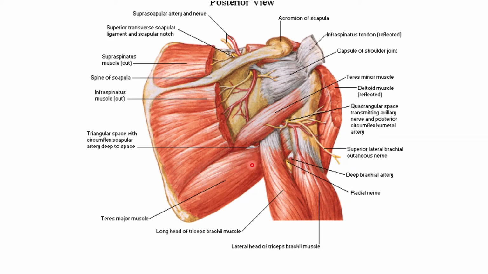Here we can make out a small triangular space, that is the upper triangular space, which is bounded above by the teres minor, below by the teres major, and medially by the long head of the triceps muscle, containing one important vessel, that is the circumflex scapular artery. Left over is this lower triangular space, which is mainly containing the radial nerve accompanied by the deep brachial artery, which is nothing but the profunda brachii artery, reaching the posterior compartment. So this is about the boundaries and the contents of the spaces around the scapula.